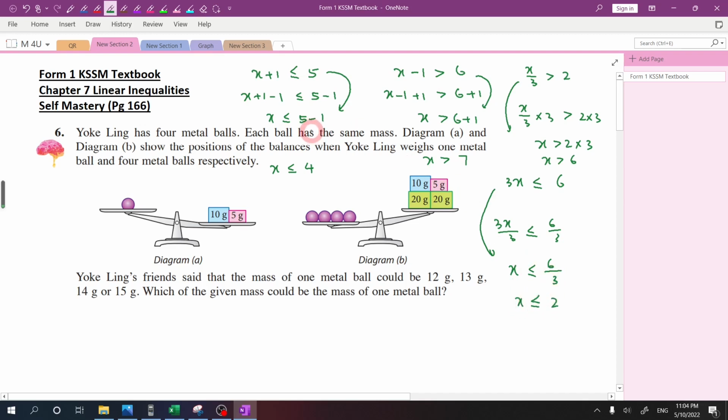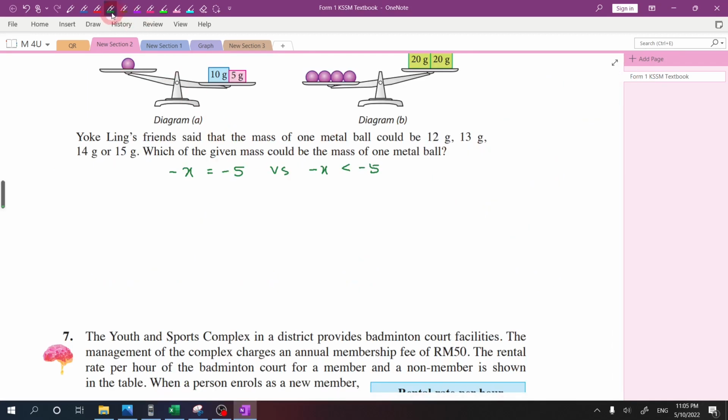So I think you are already very familiar with these few cases, right? Positive, bring to another side, becomes negative. Negative, bring to another side, becomes positive. Multiply becomes divide, and divide becomes multiply. But there are a few cases you need to be extra careful about in this chapter, linear inequality. Let's look at this one.